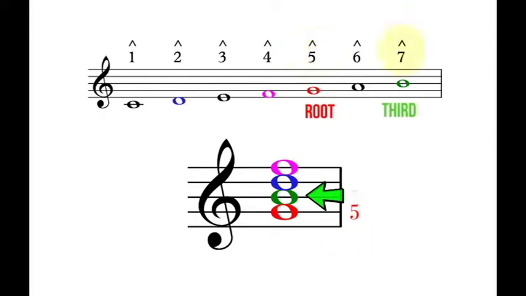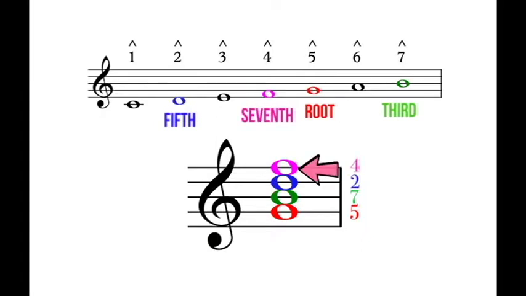The third of every 5-7 chord will be the leading tone, or the 7th scale degree. And the fifth of the 5-7 chord will always be the 2nd scale degree. And finally, the 7th of every 5-7 chord will be the 4th scale degree. And this is true regardless of the key. It's very beneficial to think about it in this way, because no matter what key you're in, the dominant 7th chord will always have these 4 scale degrees represented.